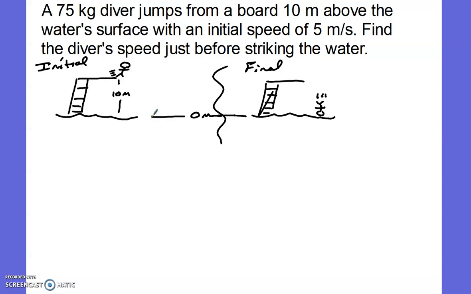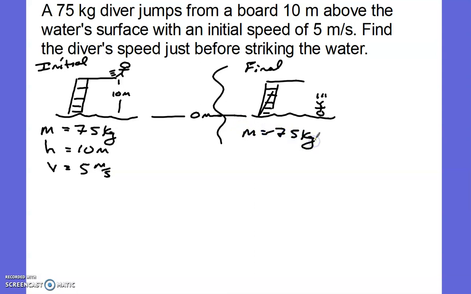Then we're going to write down our givens, what we know in the beginning and what we know at the end. In the beginning, we know the mass of the diver is 75 kilograms. We also know the height of the diver in the beginning is 10 meters. And we know the speed of the diver in the beginning is 5 meters per second. At the end, the mass of the diver has not changed. It is still 75 kilograms. However, the height of the diver is now at the zero level, so the height is 0 meters. The speed of the diver at the end is what we're trying to find.